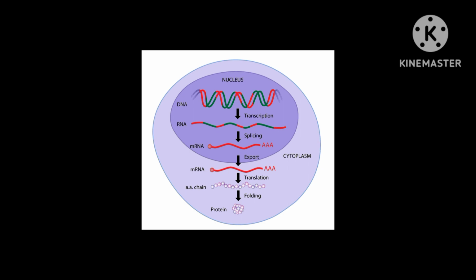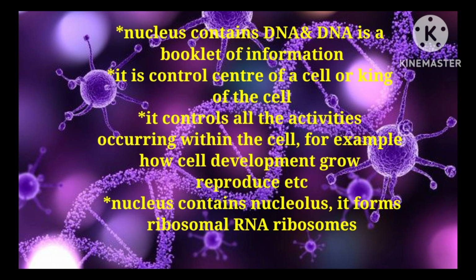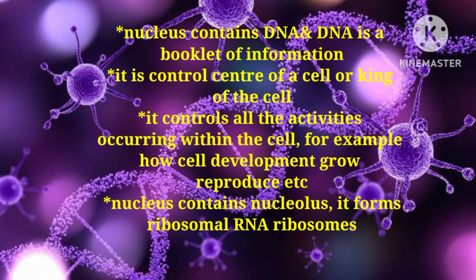Before that, let us talk about nucleus. So nucleus is spherical in shape. It contains DNA. DNA is a booklet of information. It is the control center of a cell. Otherwise, it is called the king of the cell. It controls all the activities occurring within the cell. For example, how the cell develops, grows, reproduces, etc.